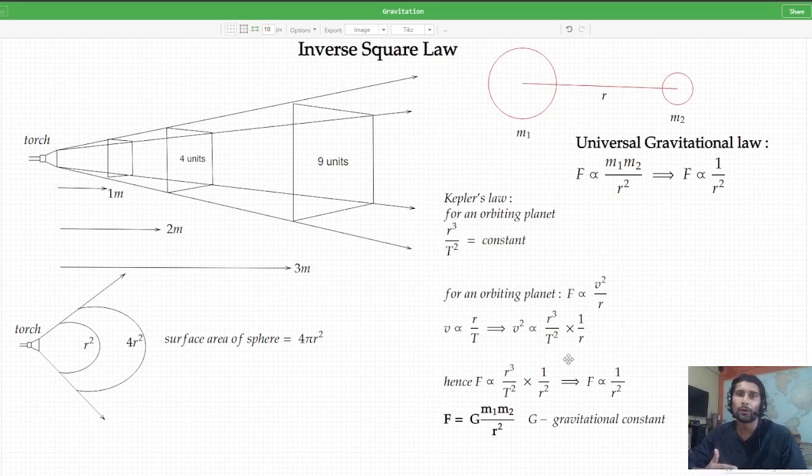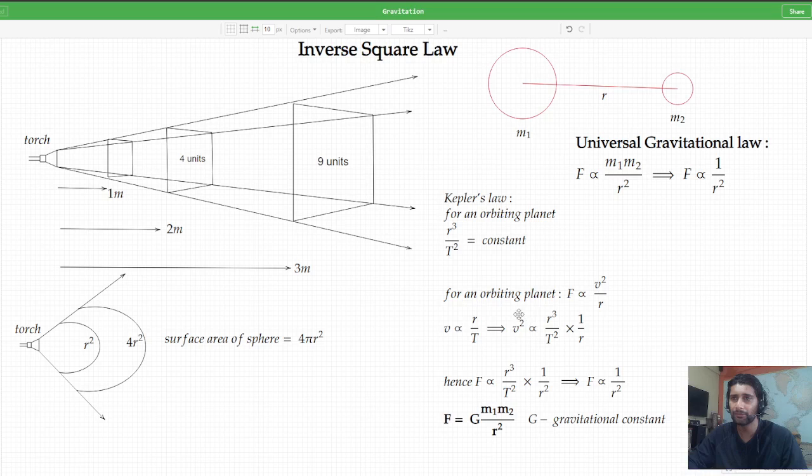So Newton knew about circular motion, and he formulated his own equations about circular motion, and he mentions that force is directly proportional to v square over r for an orbiting planet or for any sort of circular motion. So when v is directly proportional to r over t, we can square this velocity. If we square it, we find out we can actually incorporate Kepler's law into it, r cube over t square times 1 over r.